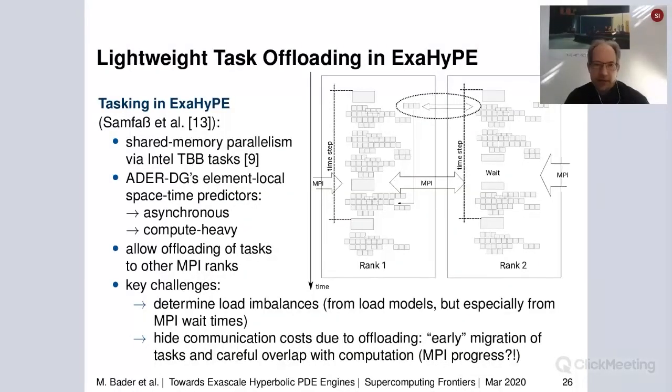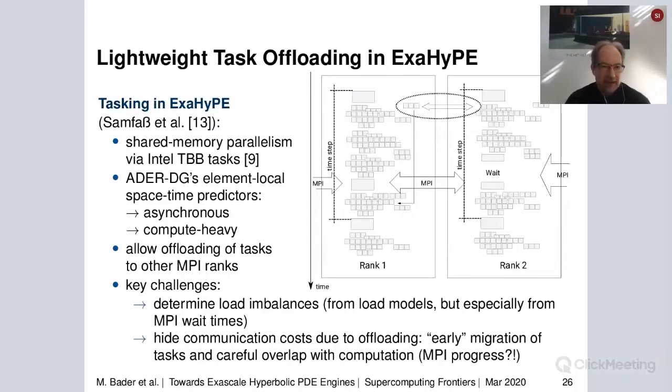Another area for optimization of ExaHyPE is tasking. So the shared memory parallelism of ExaHyPE relies on Intel TBB tasks. The space-time predictor tasks that I mentioned do an element prediction of the solution in each element. So these are purely element local, so they can be spawned in an asynchronous way. They are compute heavy, so they are ideal to work with.